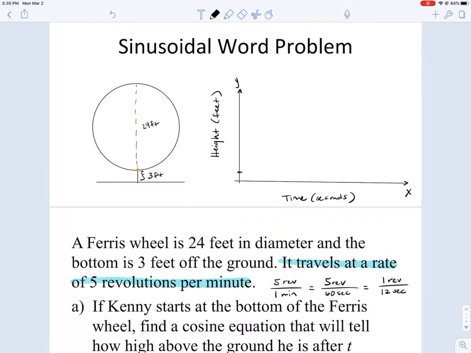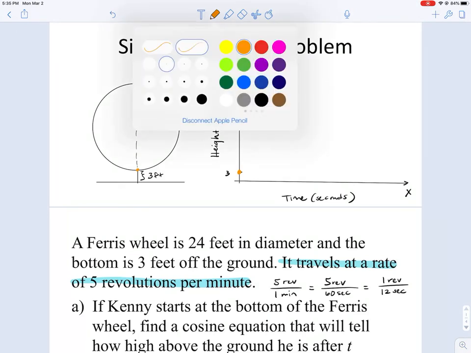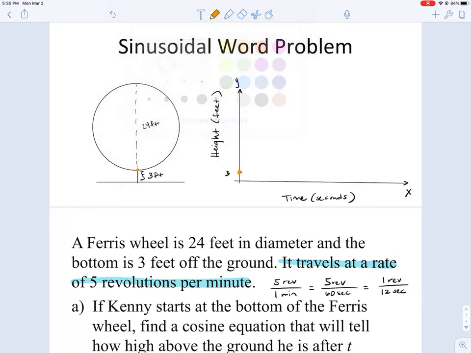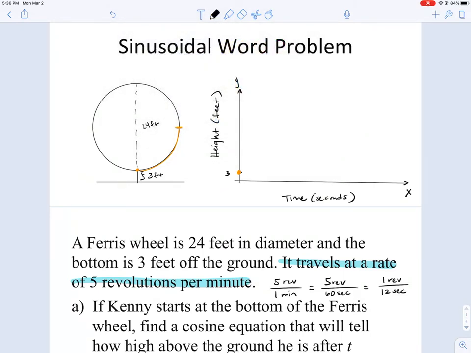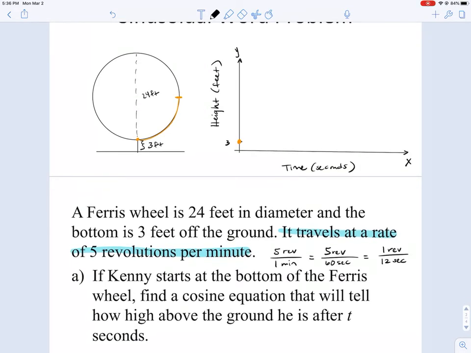So after 0 seconds have passed, he is going to be 3 feet off of the ground. Since we know it takes him 12 seconds to complete 1 revolution, and let's say he's rotating in the counterclockwise direction, it won't really matter. Let's think about this. For him to go from the starting position and then a quarter of a revolution, that's going to take him 3 seconds, right? Because a quarter of a revolution, 12 divided by 4 is 3.